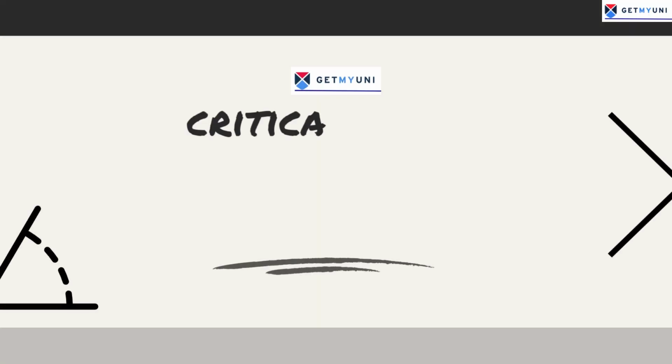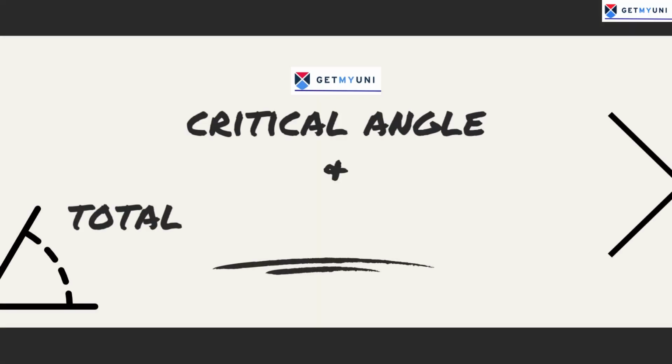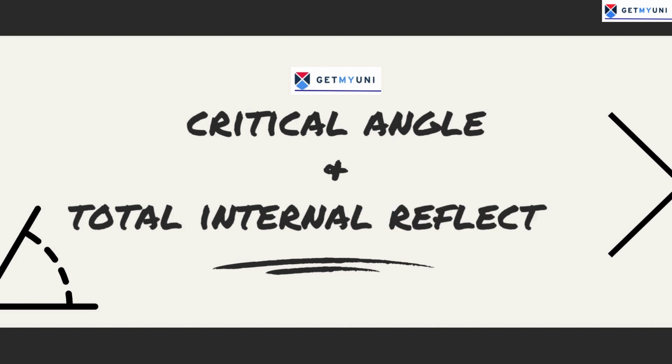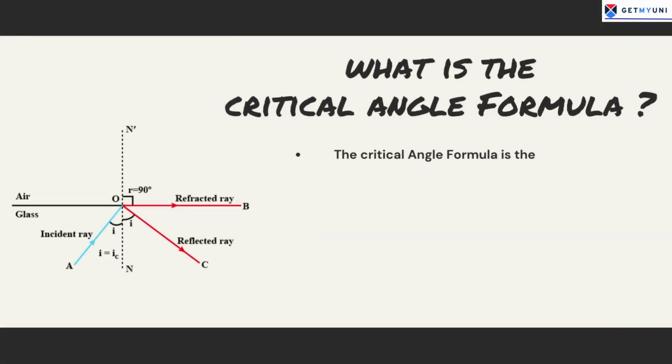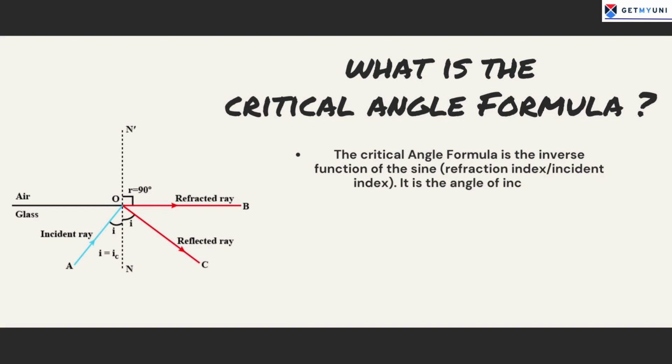In today's video, we will be discussing the critical angle formula and total internal reflection. So what is the critical angle formula? The critical angle formula is the inverse function of the sine. It is the angle of incidence corresponding to the angle of refraction of 90 degrees, where the light ray gets completely reflected inside the medium itself.